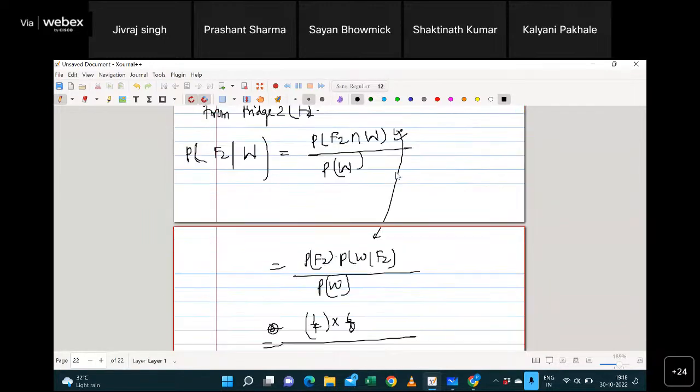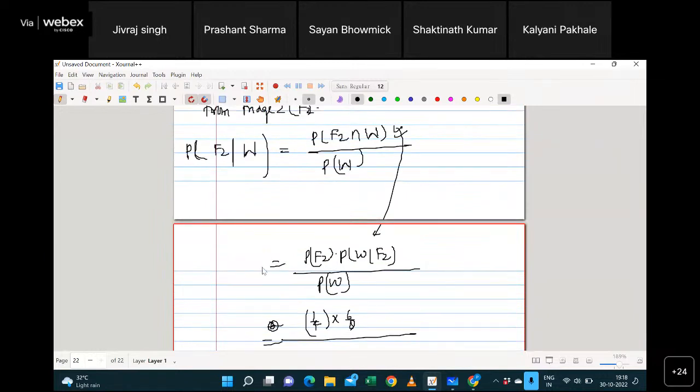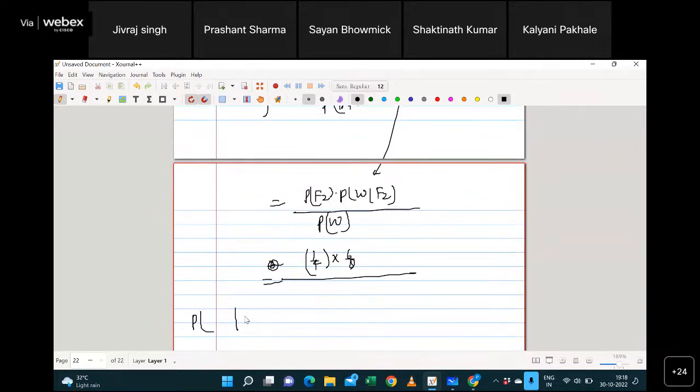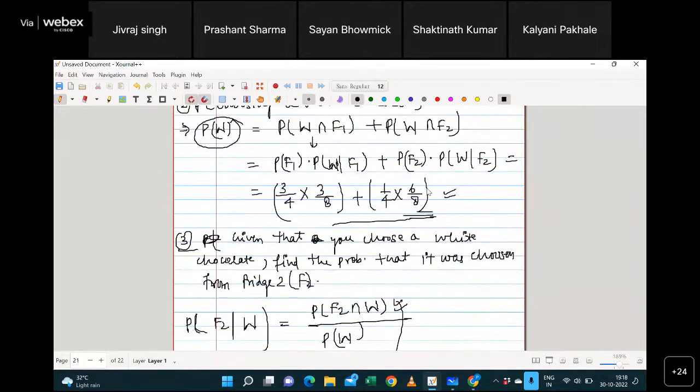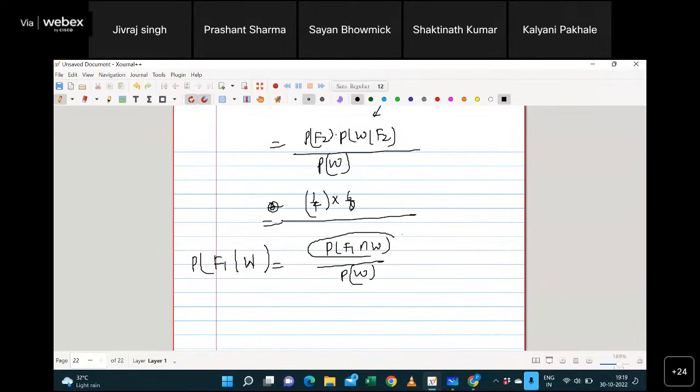Similarly, I can ask: if a white chocolate is chosen, what's the probability it was chosen from fridge 1? It will be the probability of F1 intersection W divided by the probability of W, meaning white chocolate. The probability of white chocolate is the same, so only the numerator changes. That's all.